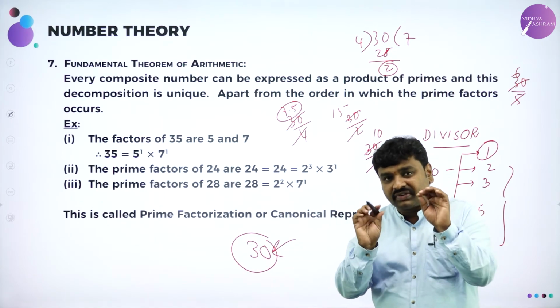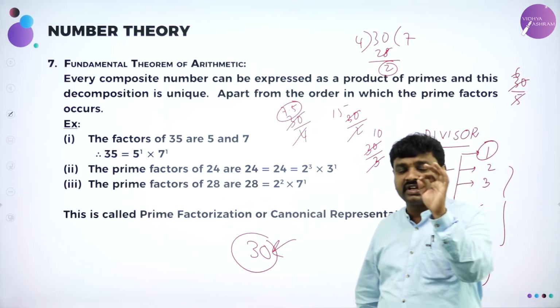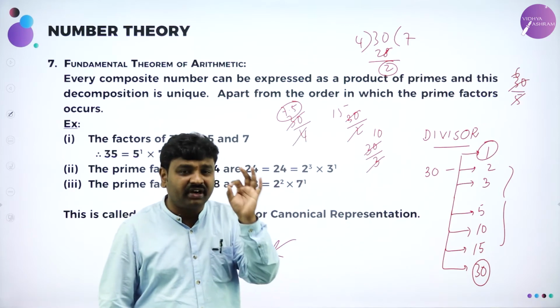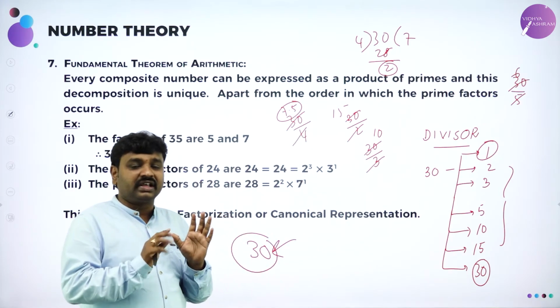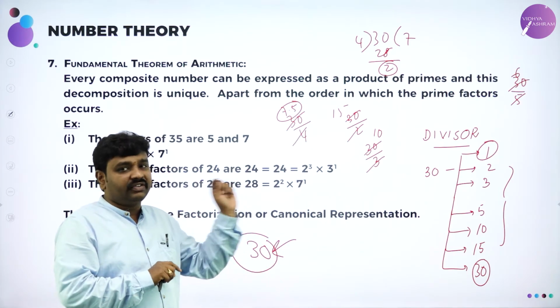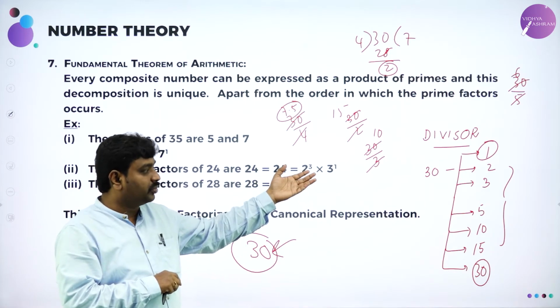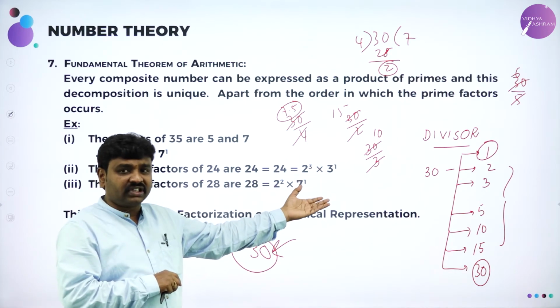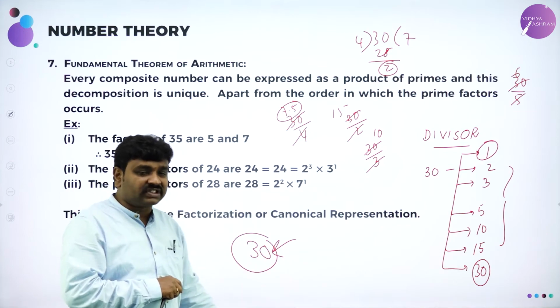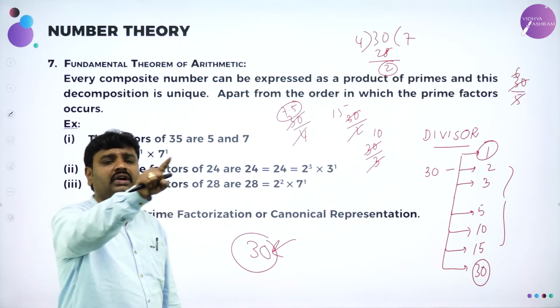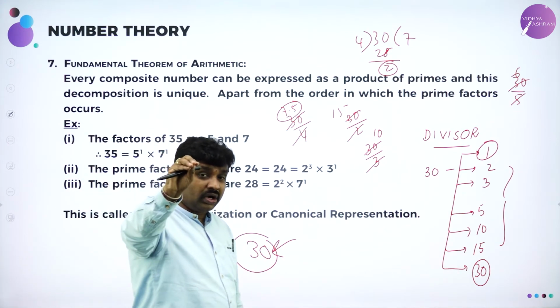Now this is the first concept you should be thorough with. You should know what a divisor is. If dividing the given number gives remainder 0, we call that a divisor. What are the divisors of 30? 2, because 2 divides 30, 3 divides 30, 5 divides 30. These are the divisors. First you should be thorough with what a divisor is. Now I think you know what a divisor is.